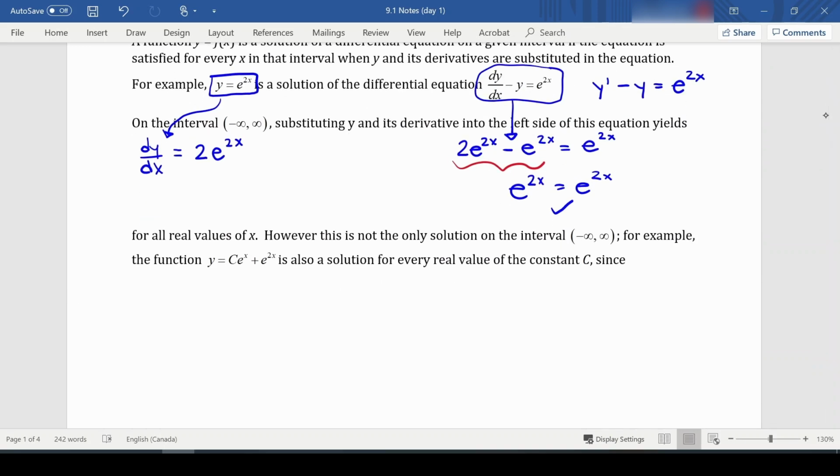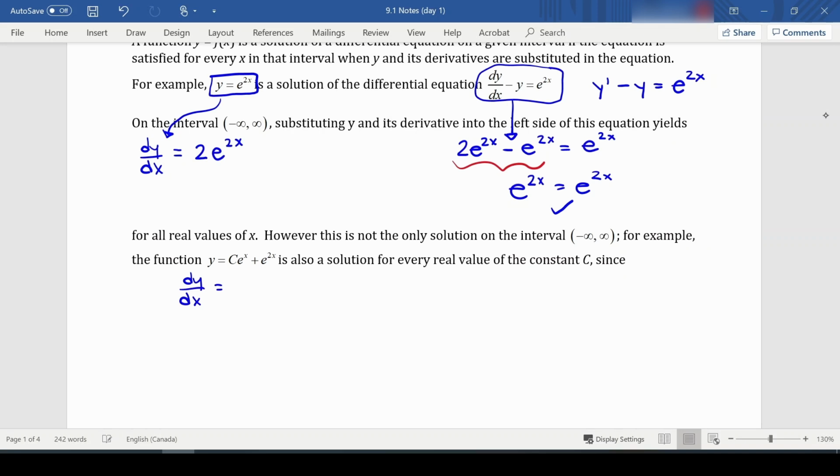This is not the only solution. So for example, let's say y was equal to some c times e to the x, where c is a constant, plus e to the 2x. We're being told that this is also a solution for every real value of the constant c. And so let's try.